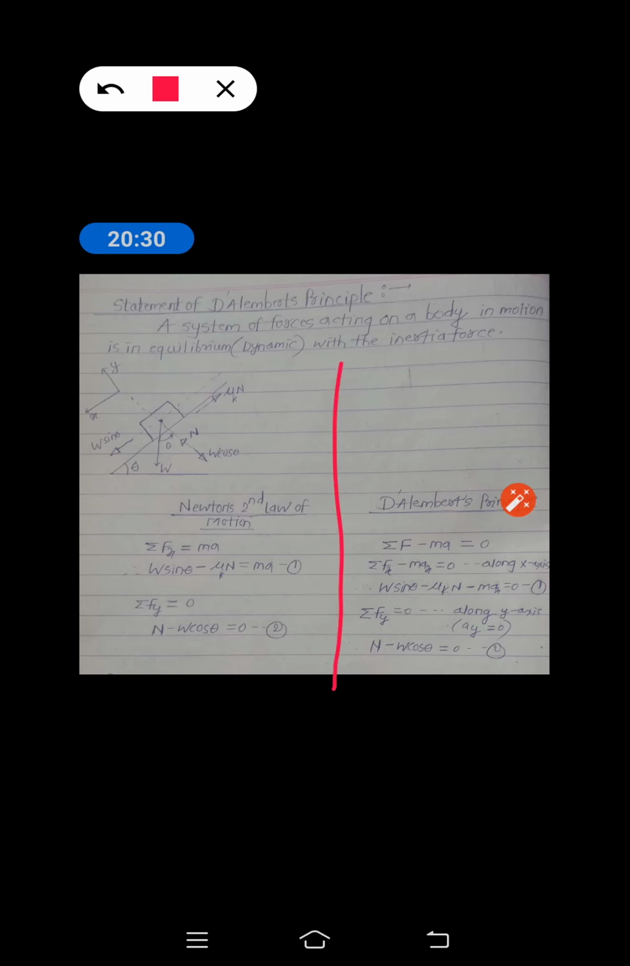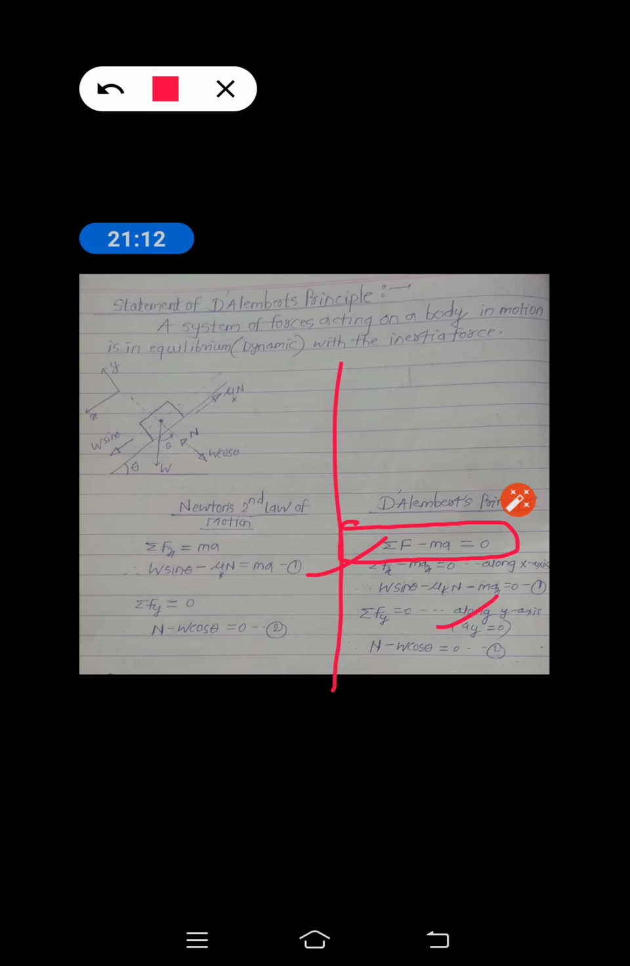let us use D'Alembert's principle. What does D'Alembert's principle say? D'Alembert's principle means it is a dynamic equilibrium equation. Dynamic equilibrium equation means summation of F minus ma is equal to 0. So use this equation along x-axis. Summation of Fx minus max is equal to 0 along x-axis. Then along y-axis, summation of Fy is equal to 0. Why do we take 0? We already know why. Along y-axis your acceleration is 0.